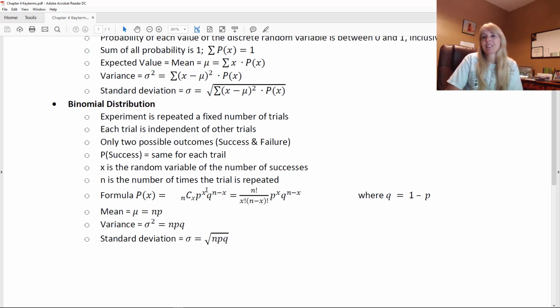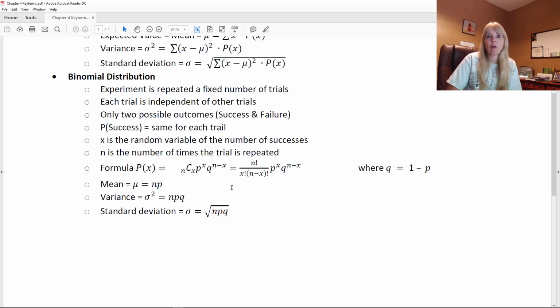The probability of success is the same for each trial, like flipping a coin. Once again, the probability stays the same. X is the number of successes you're interested in, and then N is the number of trials, the number of times the trial is repeated. So you just repeat a test over and over and over.